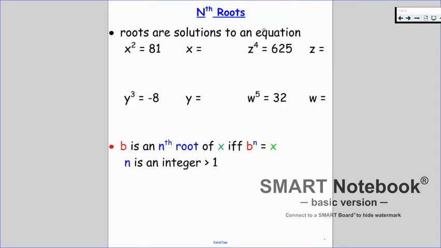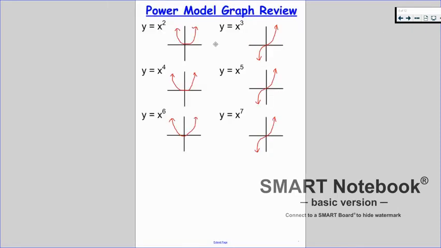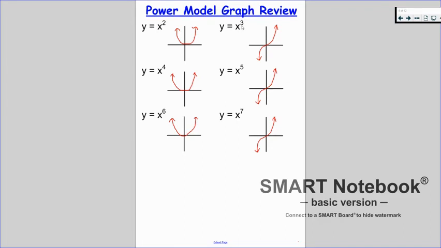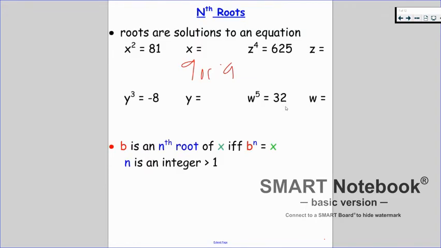All right, so roots are solutions to equations. So x squared equals 81. If I think back to this, it is going to hit 81 twice. So I've got 2 answers. I've got 9 or negative 9. Y to the third equals negative 8. So that one, y equals x to the third. So negative 8 is down here. It's going to hit once. And that value would be at negative 2.